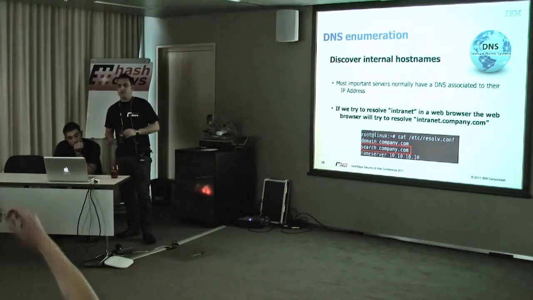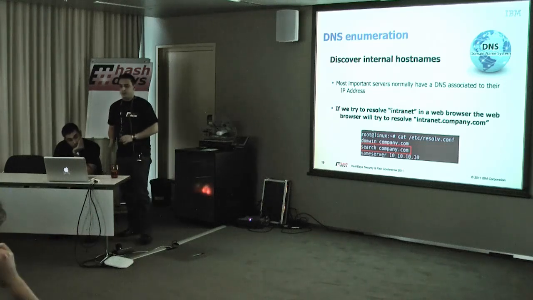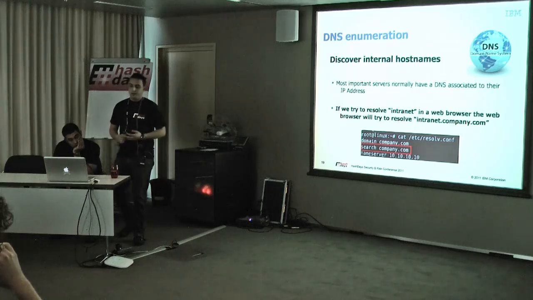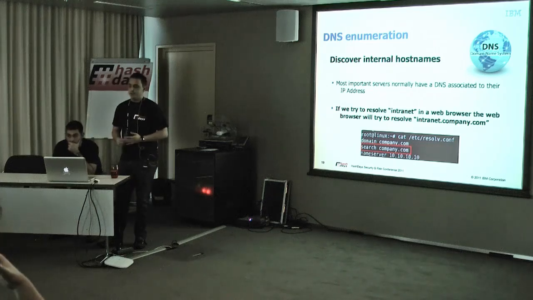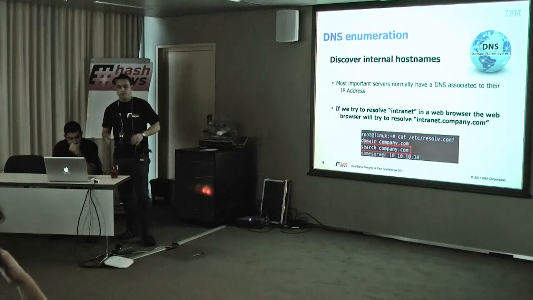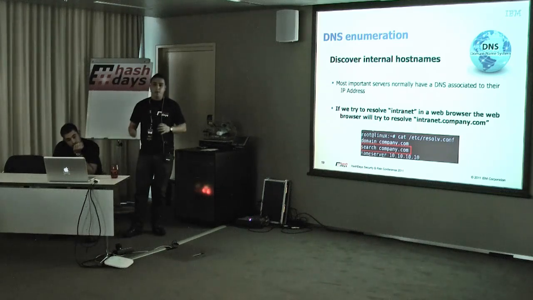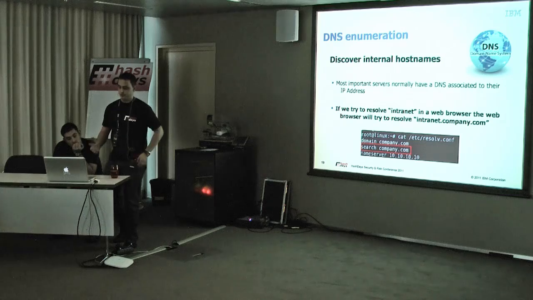DNS enumeration is a known technique that has been around for a while, and it's based on two key ideas. The first one is that most of the important servers have a DNS name associated with them. And the second one, and the most important, is that if we try to resolve, for example, intranet in a web browser, the web browser will append company.com because of the configuration of the DNS tools.